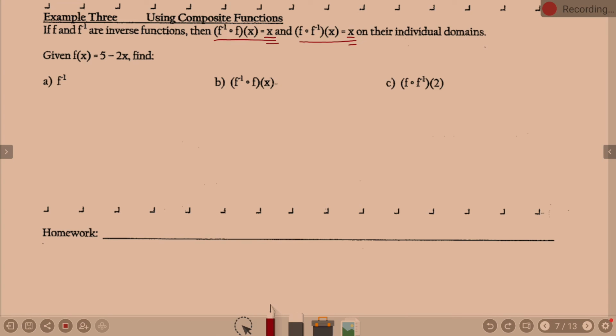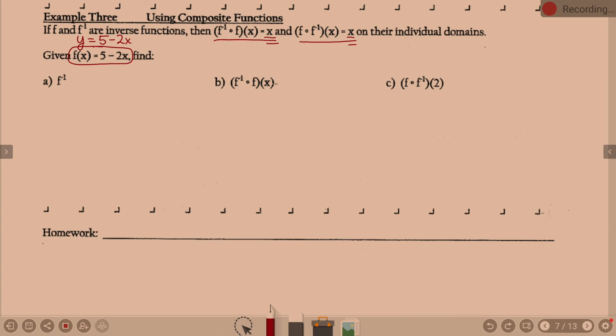On A, before we can do B, which is the one I'd like to get to, we have to find the inverse, right? They give us a function here: f of x equals 5 minus 2x. How do we find the inverse? Switch the x and the y. But there is no y. The f of x is your y. That is the same as saying y equals 5 minus 2x.